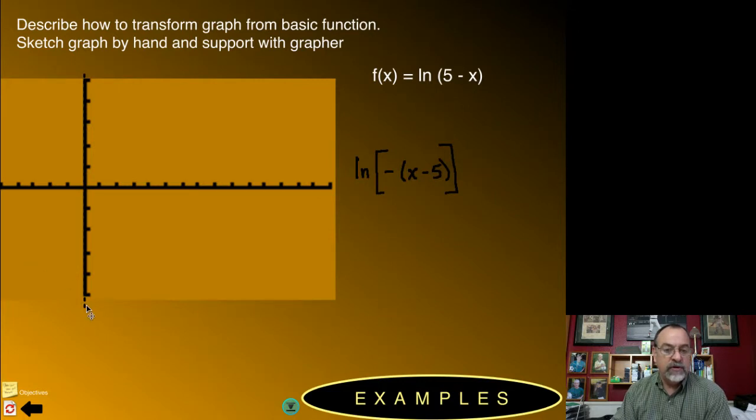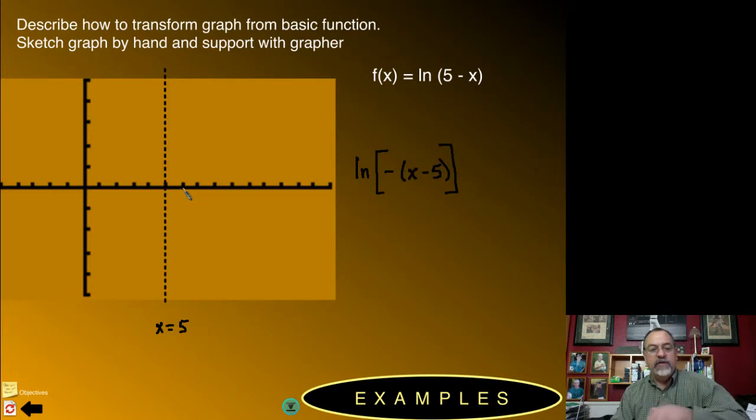So my vertical asymptote is shifted to the right 5: 1, 2, 3, 4, 5. And so I have this asymptote at x equals 5. And then I have the point (1, 0) that would be right here, just moving 1 to the right of the asymptote.